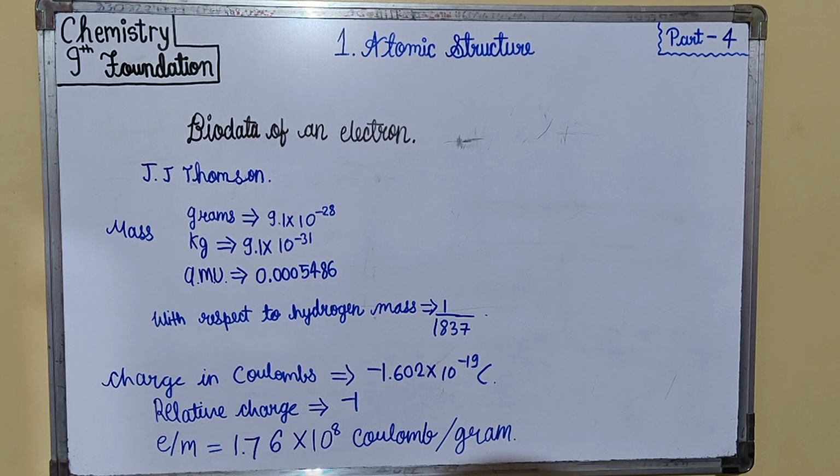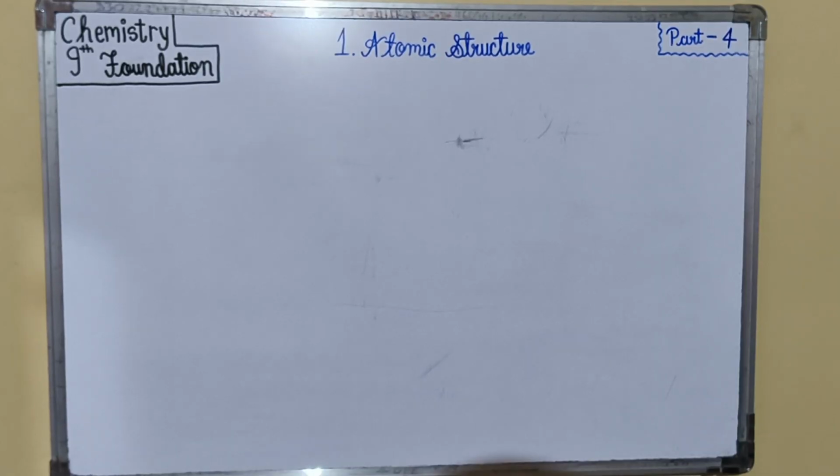I hope you have understood the biodata. Now we are going to solve 2 questions based on this whole biodata. So the first question is, why are cathode rays produced only when the pressure of the gas inside the discharge tube is very low?